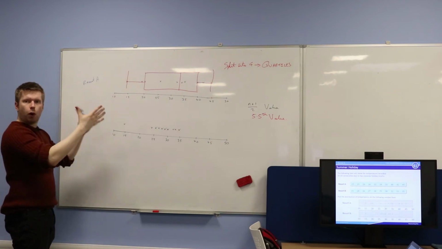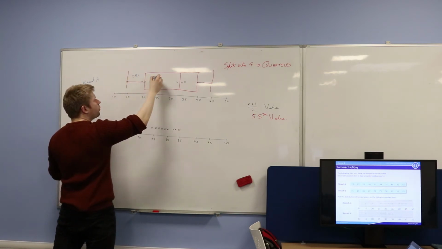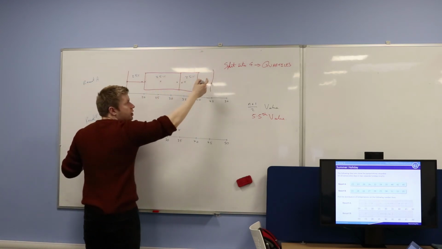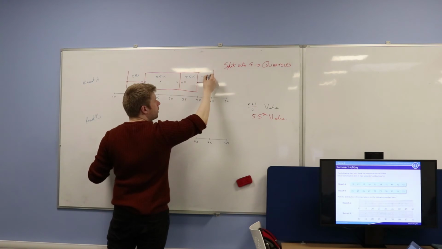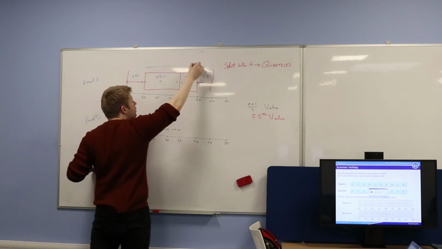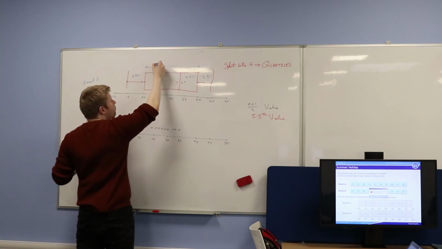I've got myself a box plot. Just be aware, each one of these is worth 25% of my data. I'm literally splitting the data into 4. But it's the middle 50%, these 2, which is going to give me the best representative data.